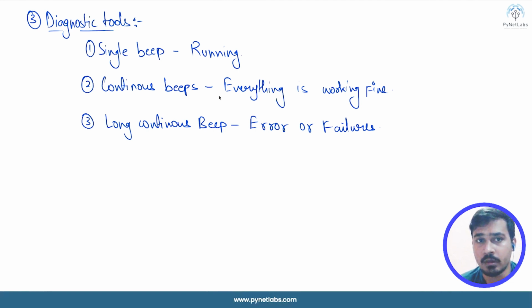A single beep means generally your process is running. If there are continuous beeps in succession at a frequency of 1 or 2 seconds, it means your device or your network is working fine and the process is running okay. But if there is a long continuous beep that keeps on ringing for at least around 10 seconds or more, that means something is serious in your network and you had better go look into it.